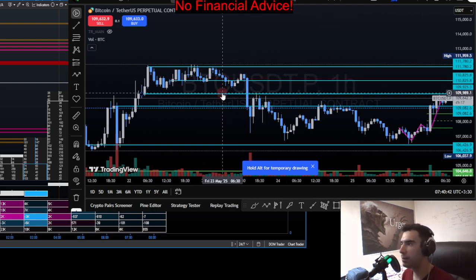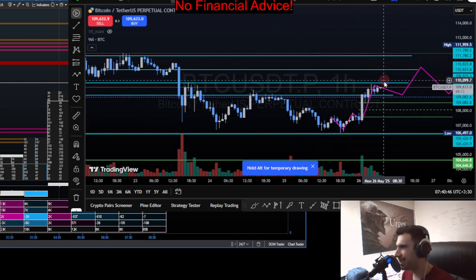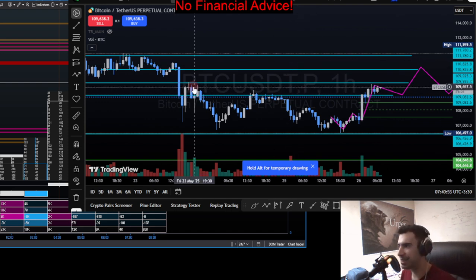So one of these two. Now we are trying to go into this range. There's like a couple of ranges. Take these as ranges, don't take them as levels, right? So we are either in this range, or if we break the high, we're going to go into this range.